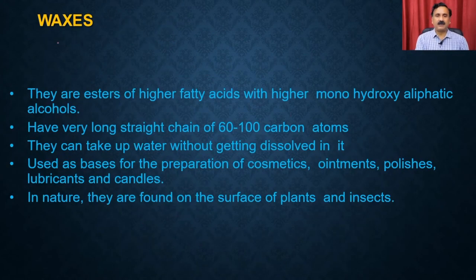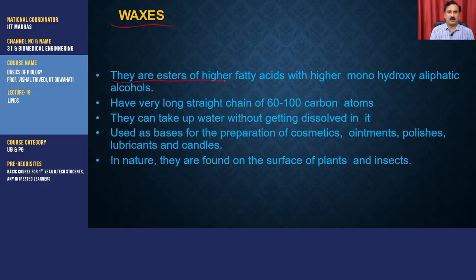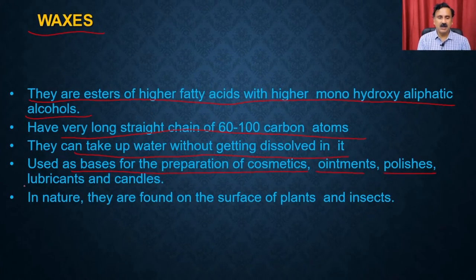Apart from that, we can also discuss the wax, right? So, they are the ester of the higher fatty acids with the higher monohydroxy aliphatic alcohols. They are very long straight chains of 60 to 100 carbon atoms. They can take up the water without getting dissolved in it, and they are used as a basis for the preparation of cosmetics, ointments, polishes, lubricants and the candles. So, you know that the wax is used for the production of the candles. In nature, they are found on the surfaces of the plants as well as the insects. Plants and insects utilize the waxes to repel the water molecules.